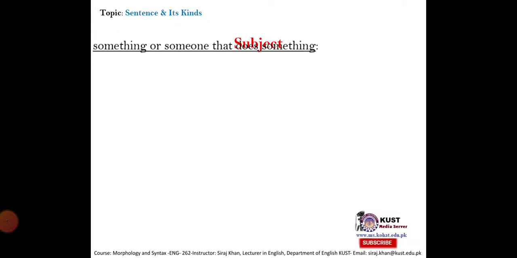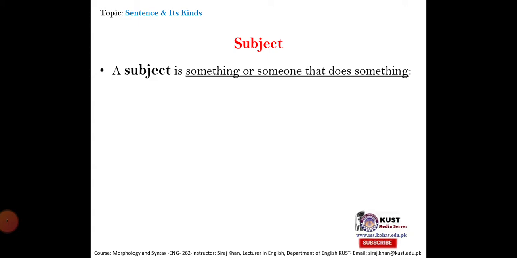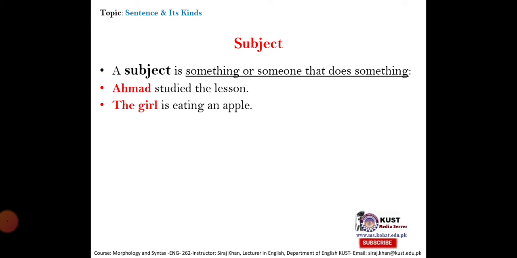What is a subject? First of all, a subject is something or someone that does something. Or in a sentence, first of all, we give name to someone or something. For example, here, the one in colored, Ahmad studied the lesson. Here, Ahmad is the subject. We have given name to someone, and that is Ahmad. The girl is eating an apple. It's a sentence where the colored words are the subject.